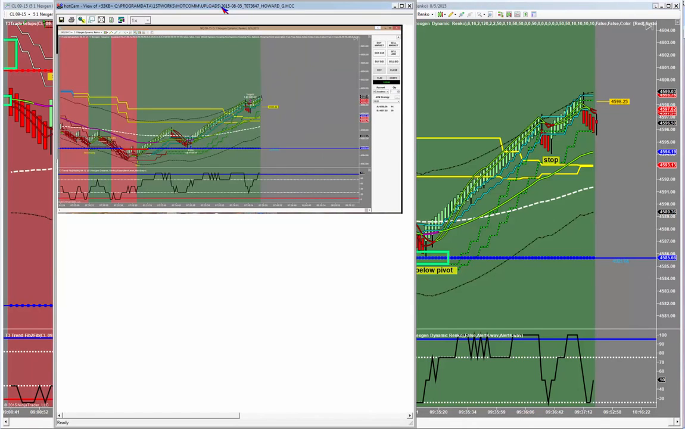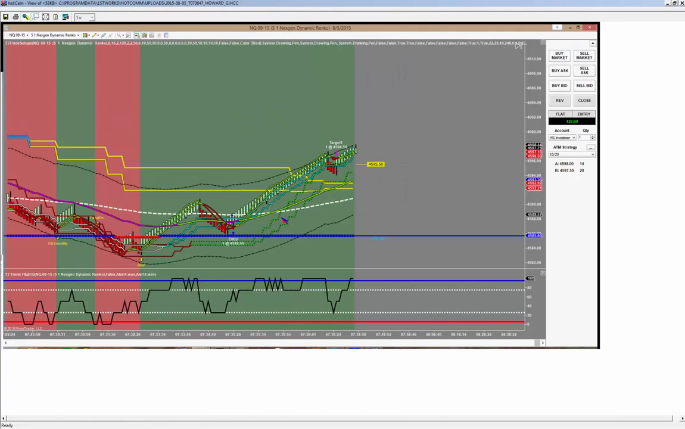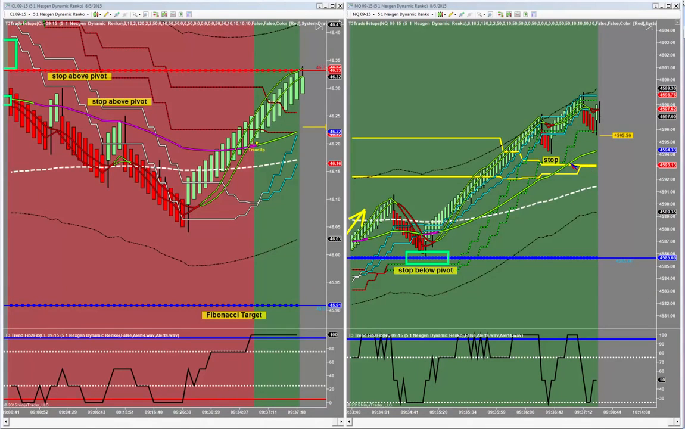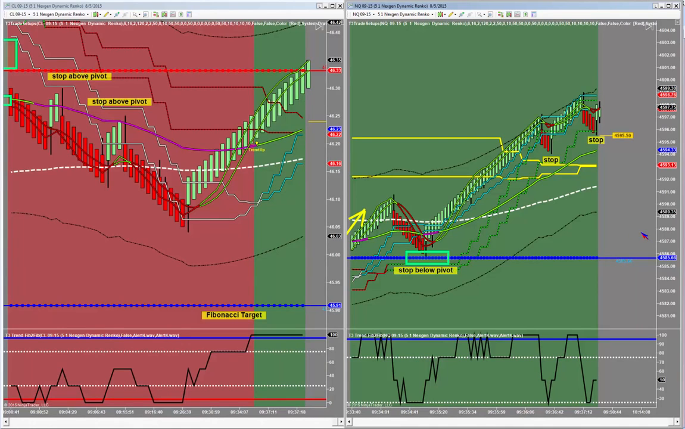So let's see what Howard did. So you went long off of the support with the simple rules, made some money. Good job, Howard. All right, so if you're still in this trailing behind stops, there's your new stop level. So stop below the pivot, stop below the pivot, stop below the pivot.